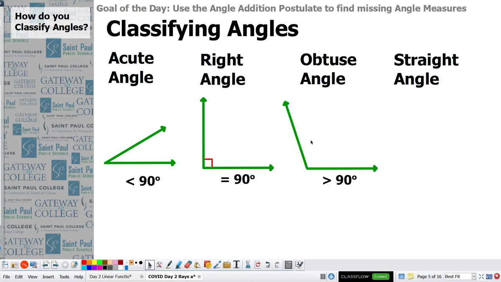Obtuse is if you open up past 90 degrees, so it's a big angle. And then the last one is a straight angle, which equals 180 degrees. A straight angle, notice, is a pair of opposite rays. Or it also forms a line.